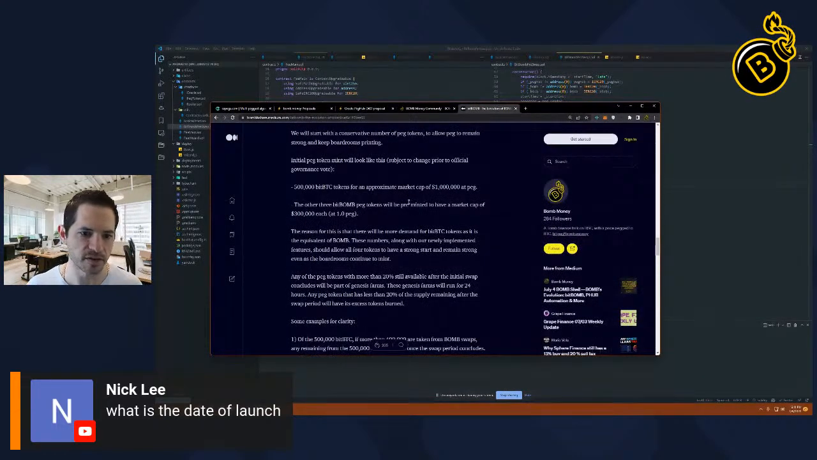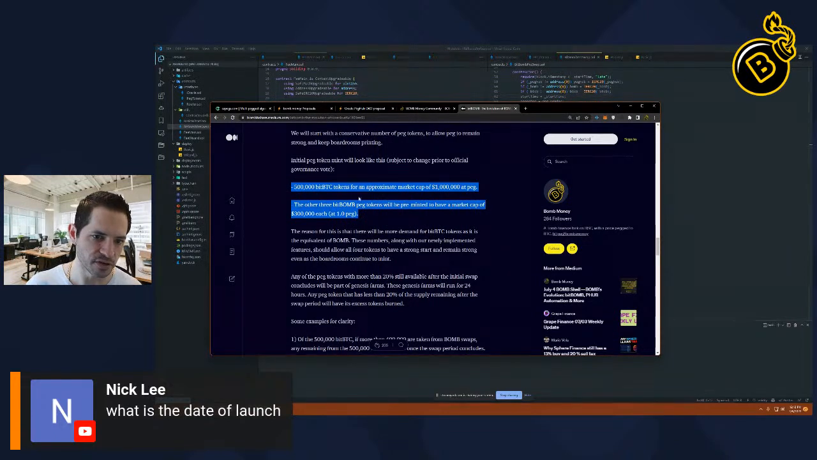Anyways, I'll just explain it. Too much text here. So we're going to do the initial swap, which is going to have 500,000 BTC tokens. And then the other 3 peg tokens are all going to basically have a market cap of $300,000 at 1.0 peg. So, for a $10 token, that'd be 30,000 tokens, for example. So that's what's going to be available in the initial swap period.